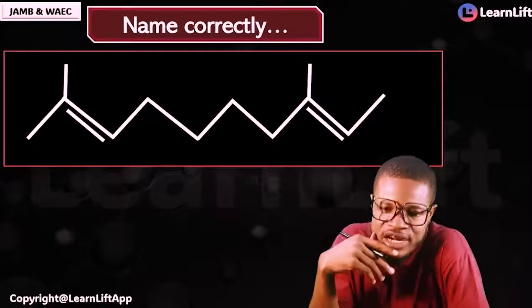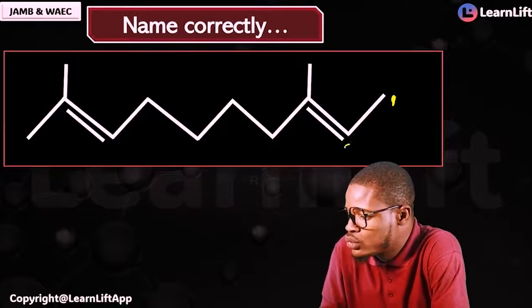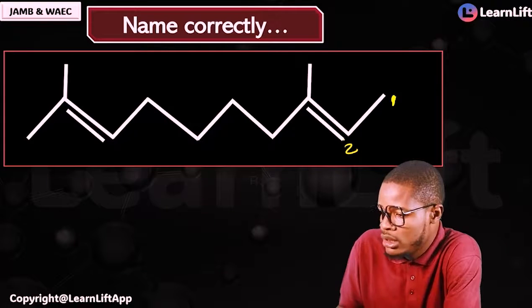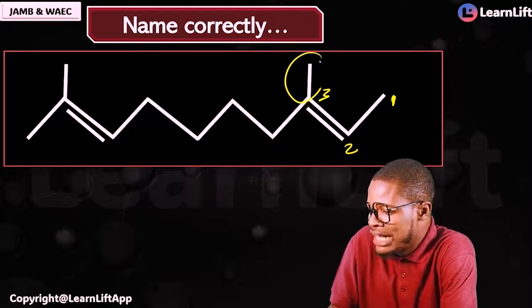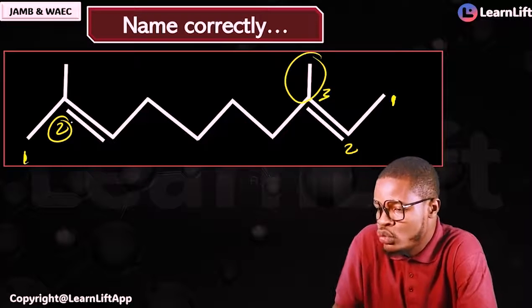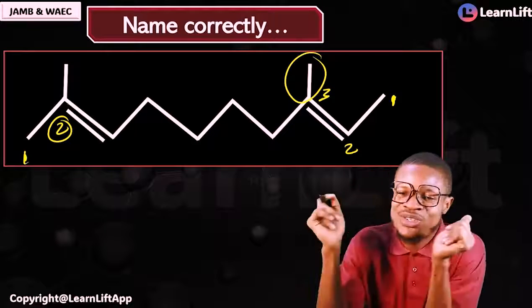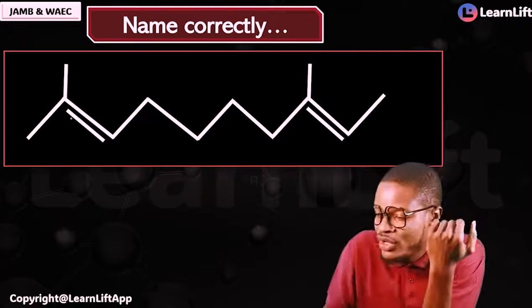Okay. Name this guy for me very fast. How do we name this? Very, very quickly. Where do I start from? If I start from here, 1, 2, I'm on the double bond. Then 3, I'm on a methyl. But if I start from here, 1, 2, I'm on the double bond. 2, I'm on a methyl. Where do you come from? 2, you're on the double bond. 2, you're on the methyl. That's where you start counting from.